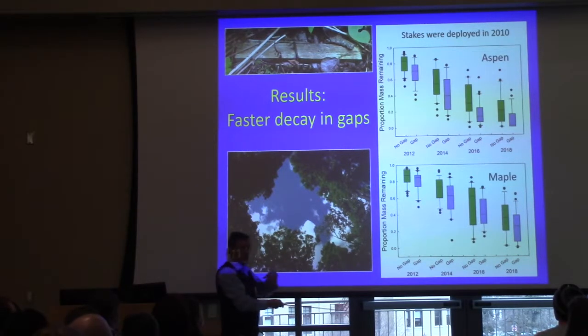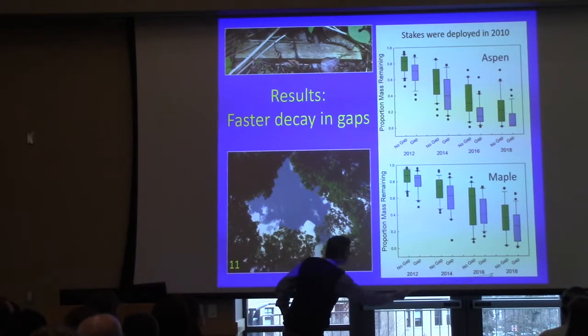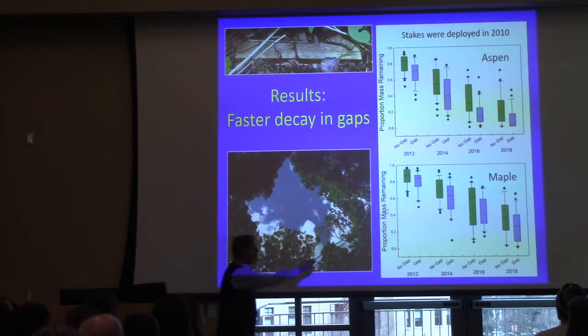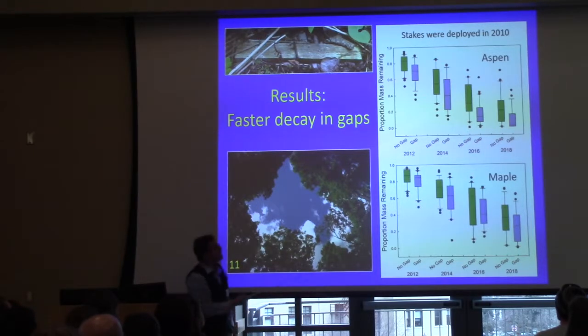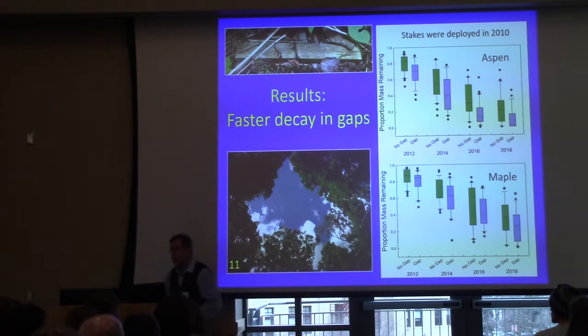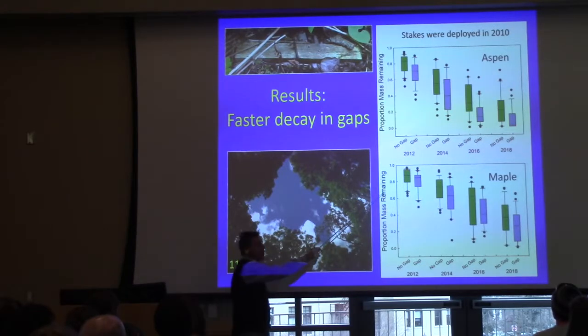We have, again, these stakes were placed in 2010. We collected in 2012, 14, 16, and 18. These are color-coded, so the blue matches the gap, right? And the green, the intact canopy. And what we see for both aspen and maple is that after 2 years, there's greater mass loss, that is more rapid decomposition, in the gaps when compared to the intact canopy.